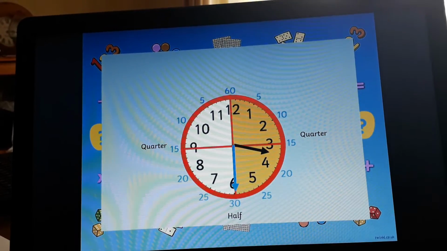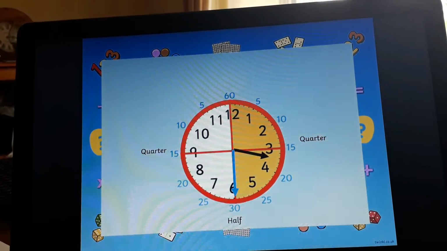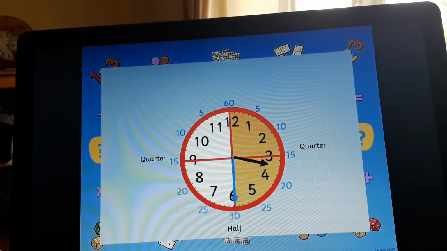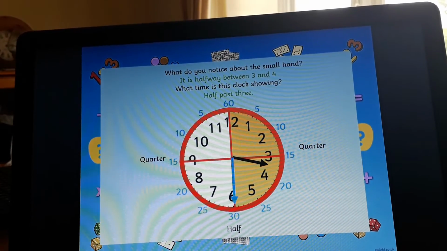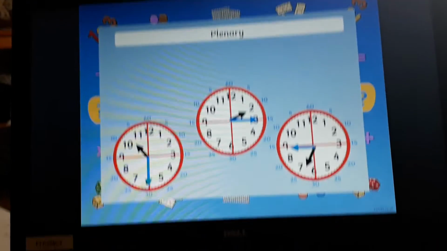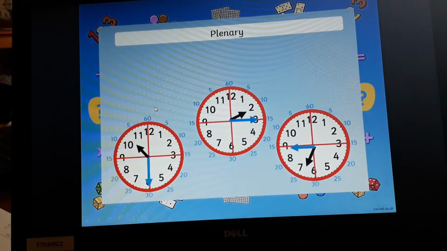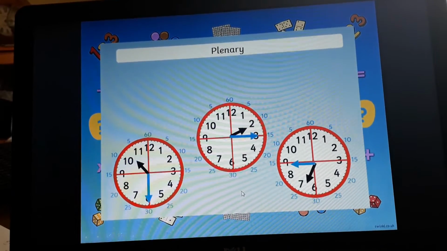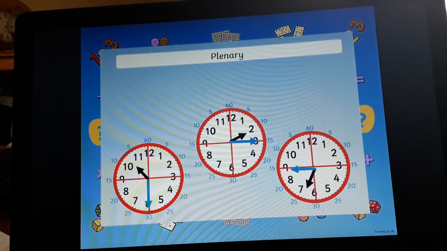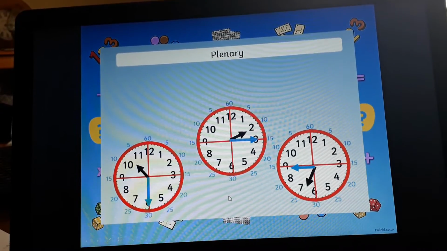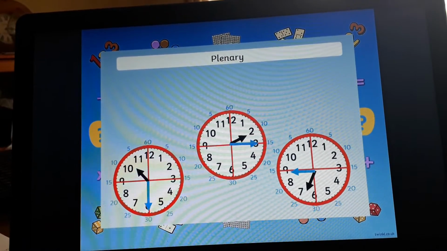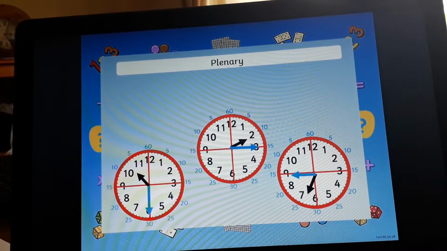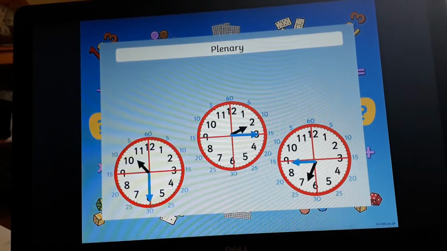Next one, what is the time? So pause the video, have a go, write it down. Right, so the answer is, you should have put, let's have a look, 3:30. Right, here we've got 3 clocks with 3 different times. Have a go. Write them down. So pause the video. Have a go. Check with your grown-up, see if you get the right answer.